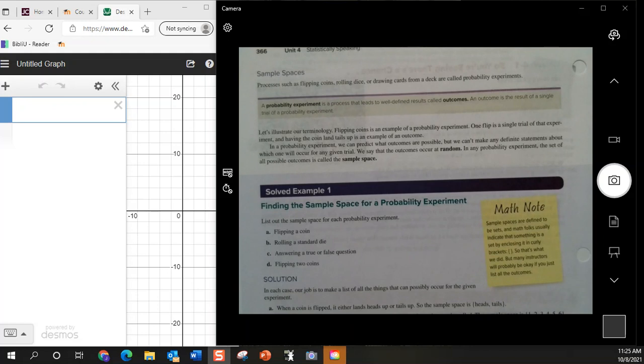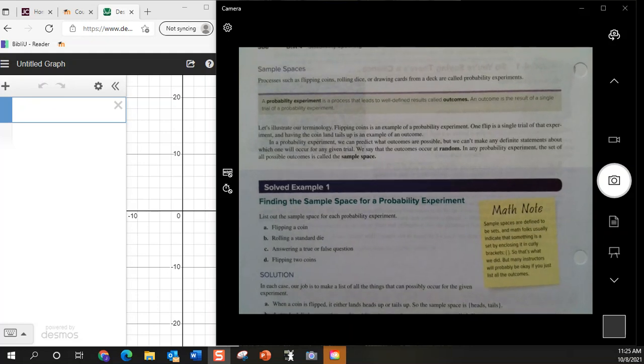So now we go right here to the back. It says here sample spaces. Processes such as flipping coins, rolling dice, or drawing cards from a deck are called probability experiments. A probability experiment is a process that leads to well-defined results called outcomes. An outcome is the result of a single trial of a probability experiment.